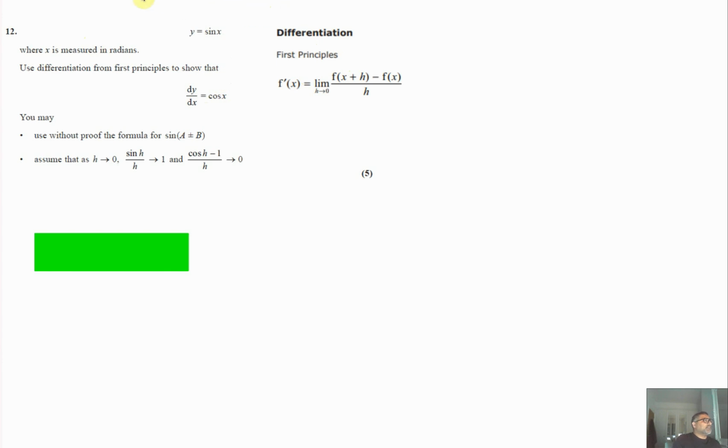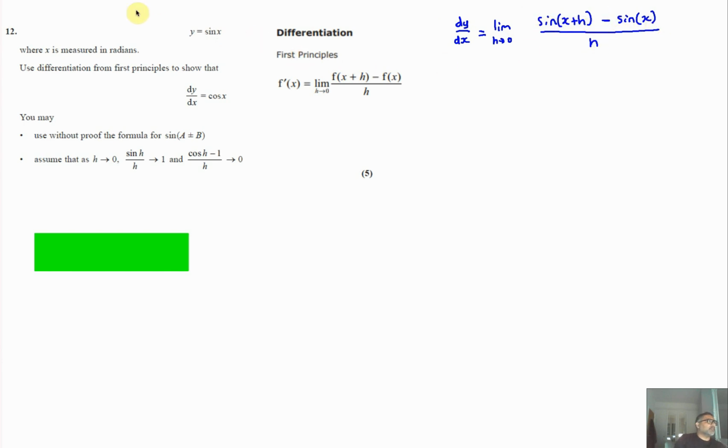So to start this off, first of all, dy dx. Now we won't use this notation, we're going to use the same notation as the question. So dy dx, which is your gradient function, which is the same as f dash of x, is equal to the limit as h approaches 0 of, in this case, instead of f of x plus h, that's going to be sine of x plus h, minus f of x, which would just be sine x, over h.